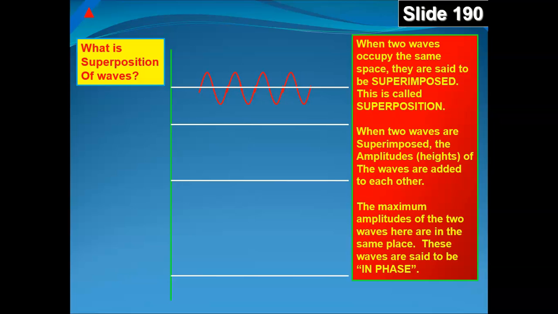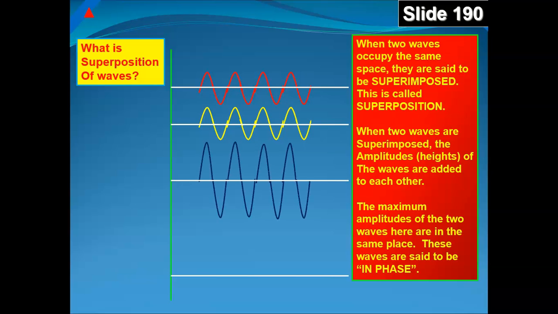So there you see a red wave, and down below you see a yellow wave. Now when two waves are superimposed, the amplitudes, the heights of the waves, are added to each other. If you assume that the yellow wave and the red wave are occupying the same space, I'm showing them separately so that you can see they're two different waves, then you add the amplitudes. You see the highest point of the red wave lined up with the highest point of the yellow wave, so you add those together, and you get that blue wave down below.